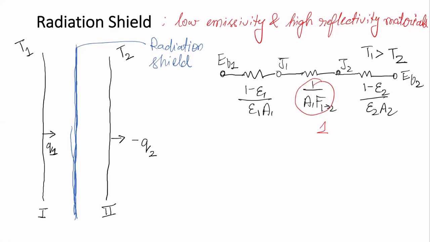Now there will be Q1 going out, there will be some Q13, then from here there will be some Q23, and that will reach Q2, and all these fluxes have to be the same. And what actually happens is, this shield is sort of giving back some of the radiation from here itself, because it has high reflectivity and low emissivity.